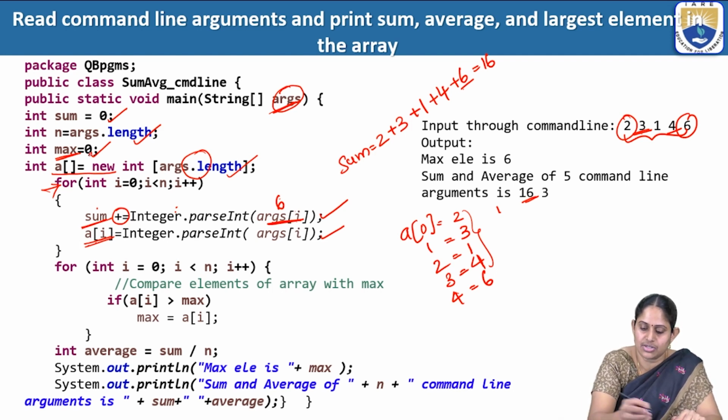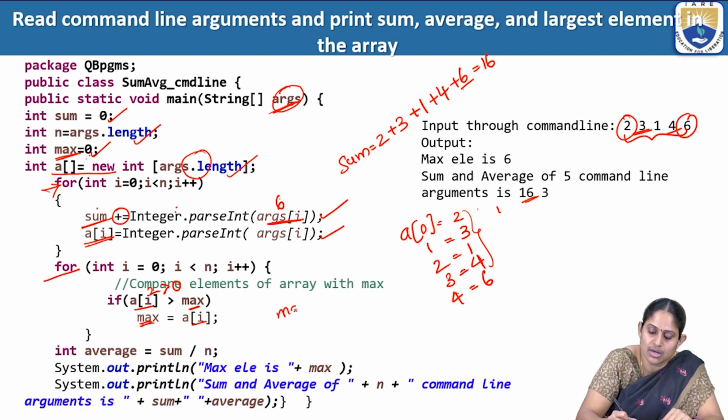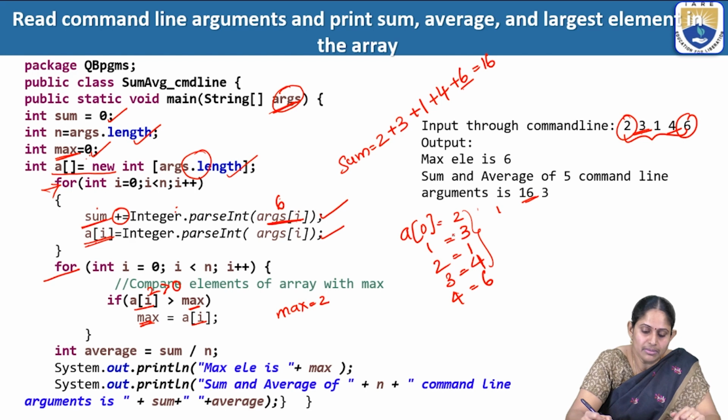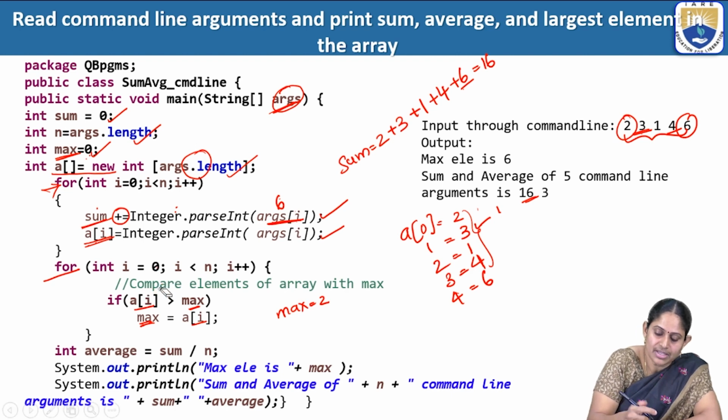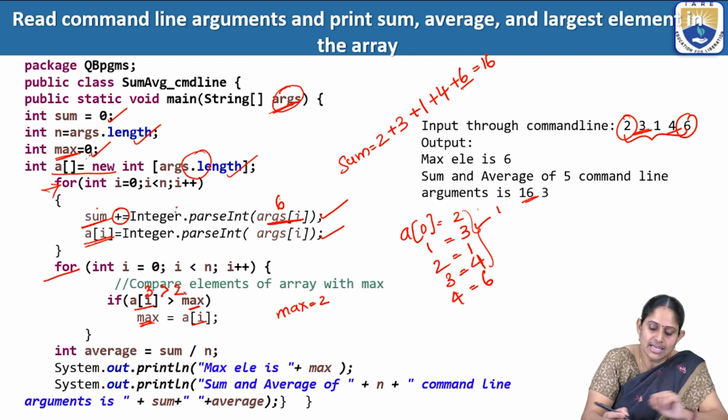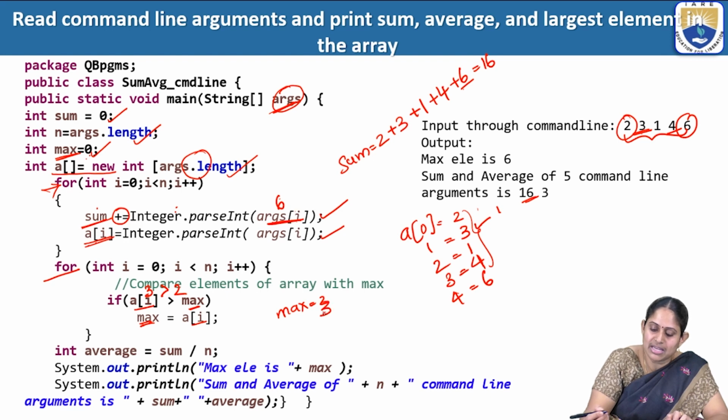So initially max is set to 0. This for loop is used to iterate over the whole array. So max and this array element, that is, the array element is 2. Is 2 greater than 0? True. So max will be 2. Now the next element will be taken. So a of i will be 3 and max is 2. Is 3 greater than 2? Yes. So max will be set to 3.